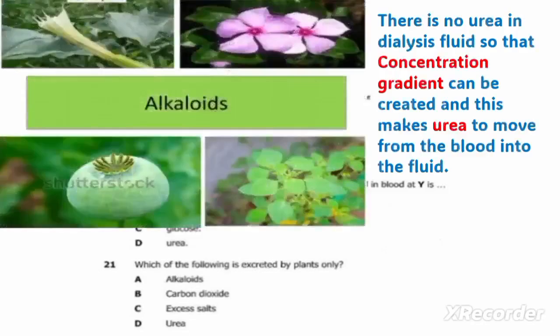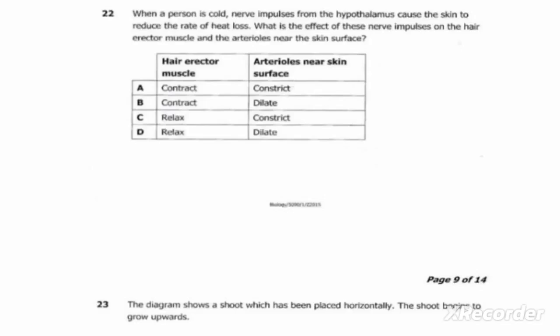So the waste that can be excreted by plants only are alkaloids. So therefore, our correct answer is A. We shift to the next question, which is question 22.